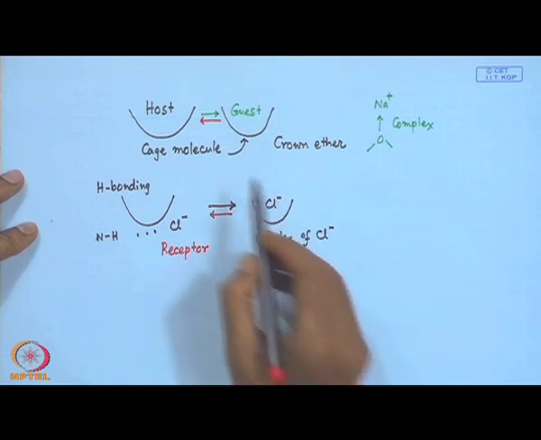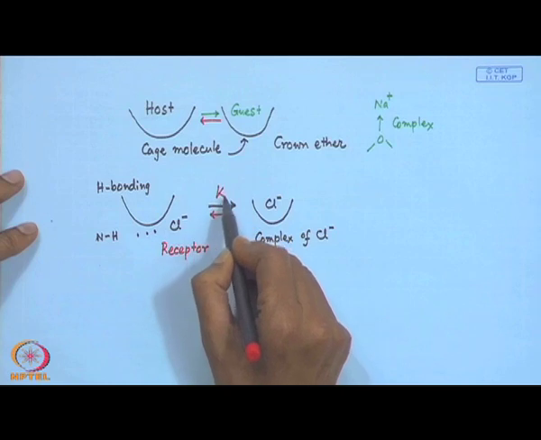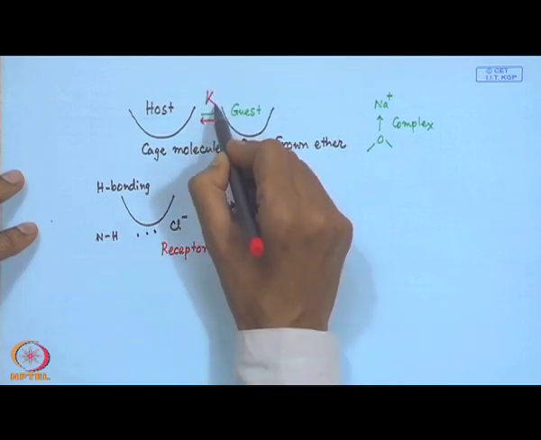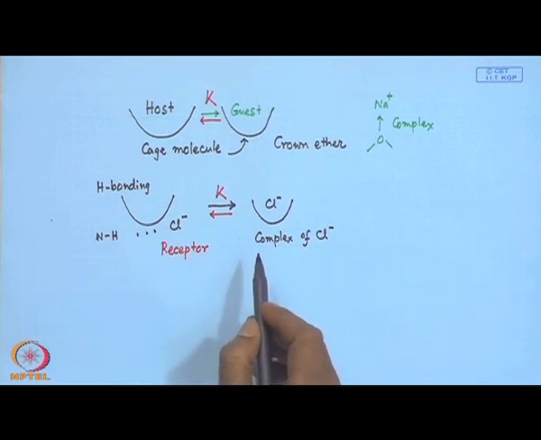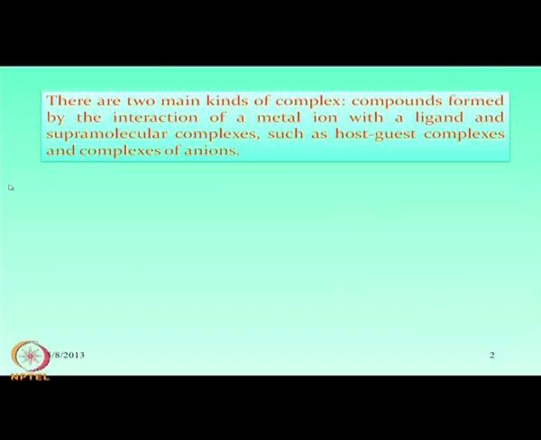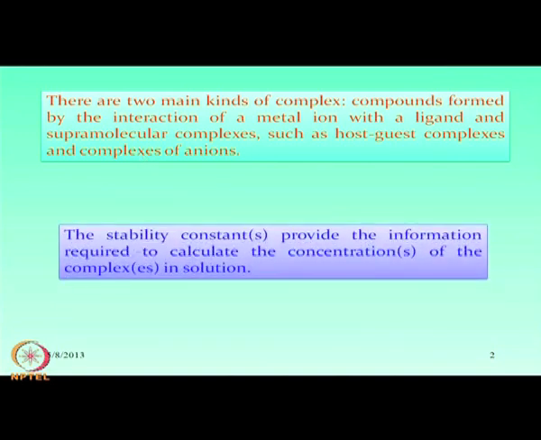So, in all these cases we can have the corresponding constant for these formations. So, we can measure the corresponding K values for these complex species. So, host-guest complexes and complex anions are therefore very important in this particular study.